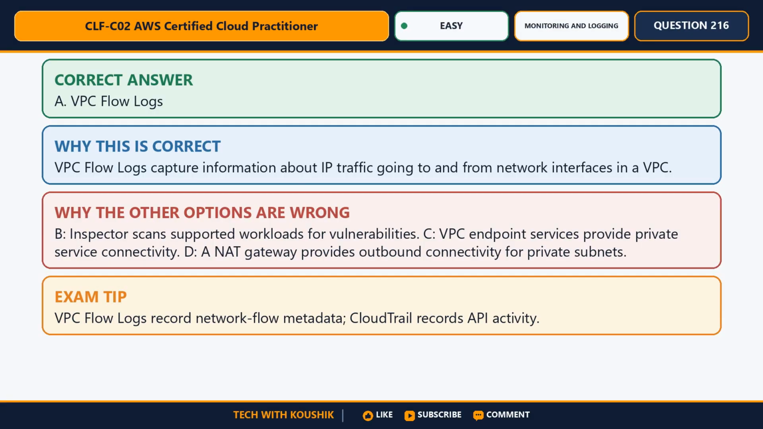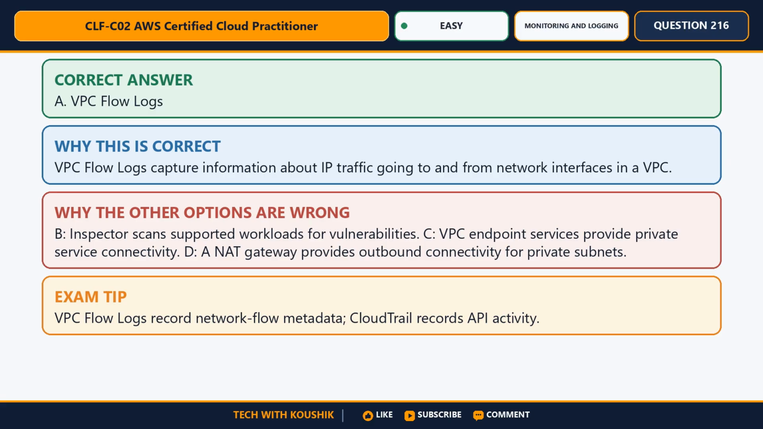The correct answer is A, VPC flow logs. Here is why. VPC flow logs capture information about IP traffic going to and from network interfaces in a VPC. Why are the other options not correct?